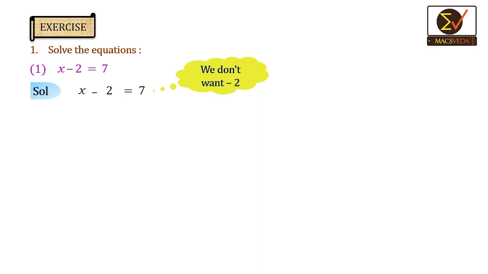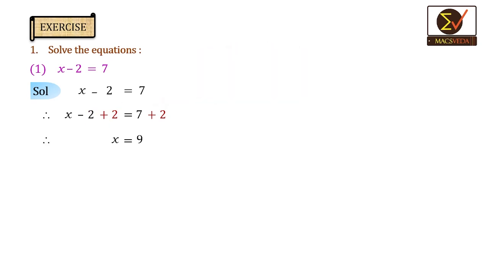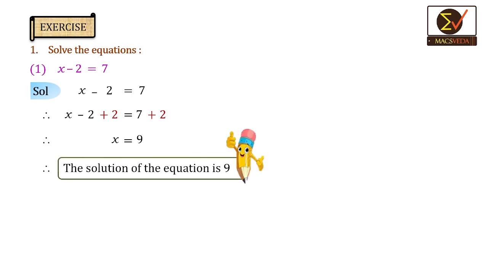So we don't want minus 2 next to x. What we have to do is add 2 on both sides so that the value remains the same. So I'm adding 2 on the left hand side of the equal sign, and I'm also adding 2 on the right hand side of the equal sign so that the value of the equation does not change. Minus 2 plus 2 becomes 0, which means x on the left hand side will remain, and on the right hand side 7 plus 2 becomes 9. Therefore, the solution of the equation is 9.